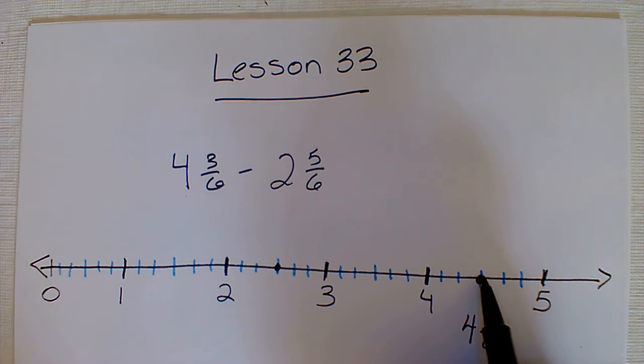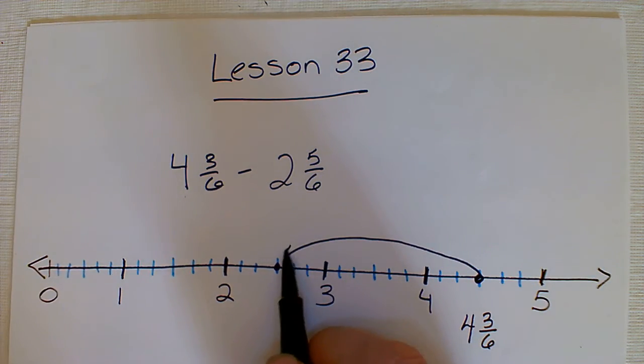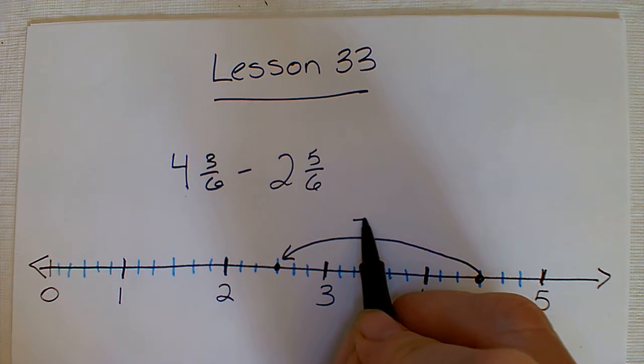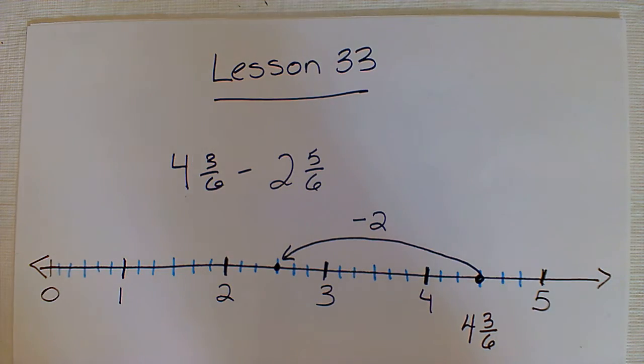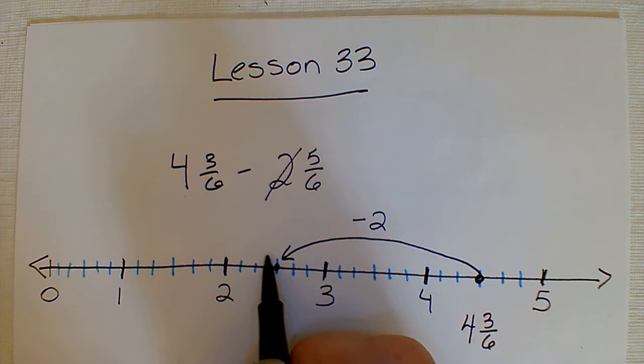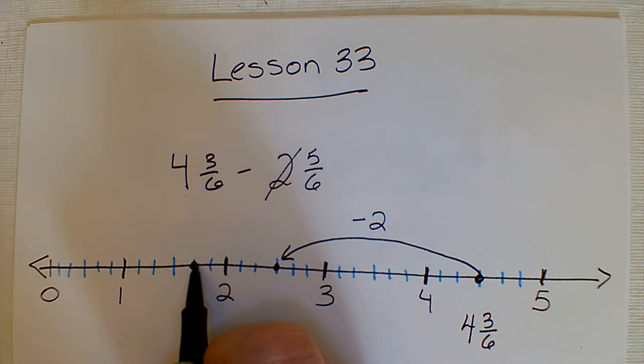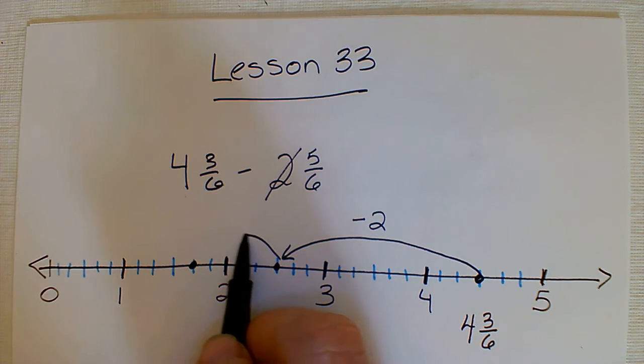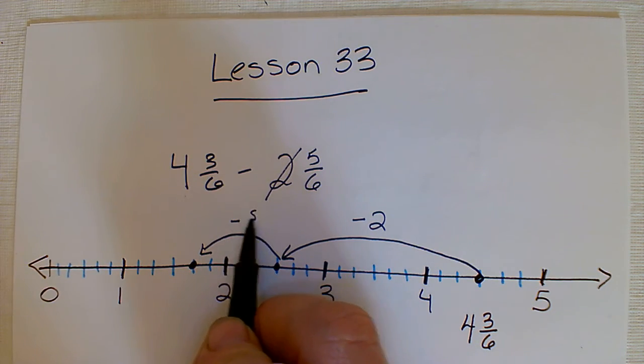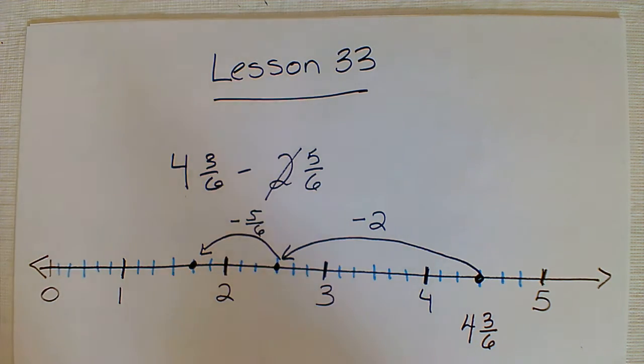So now I'm going to model that with an arrow, and I'm going to write what I did, which was I subtracted 2. Now I want to subtract that 5/6. So I already subtracted the 2. Now I need to subtract 5/6. So I'm just going to go ahead and do that. 1, 2, 3, 4, 5. And that lands me right here. I'm going to put another arrow and show that I subtracted 5/6.